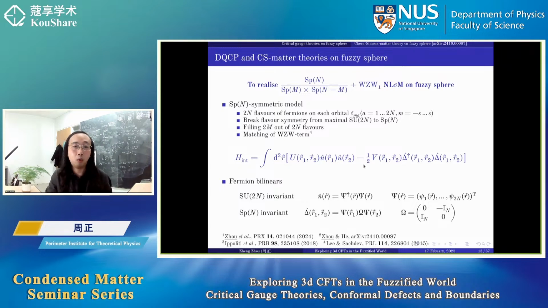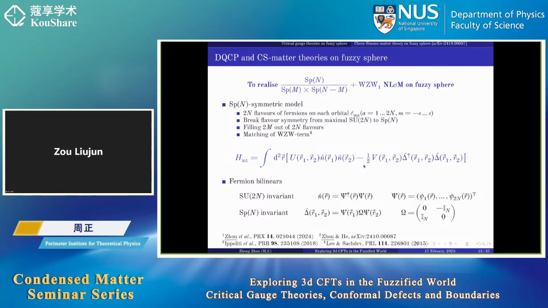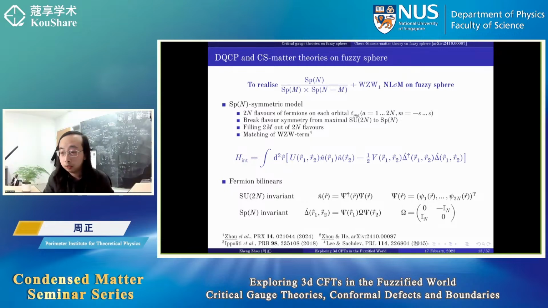Up to quartic terms, is this the most generic Spn symmetric interaction? Yes. You can prove that you can exhaust all the possible terms, and this is what we write out. We just pick several interactions to tune.